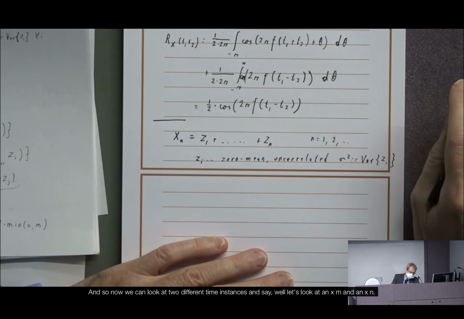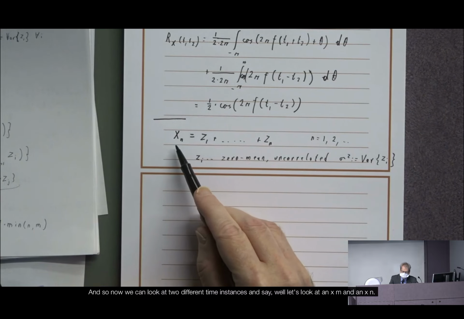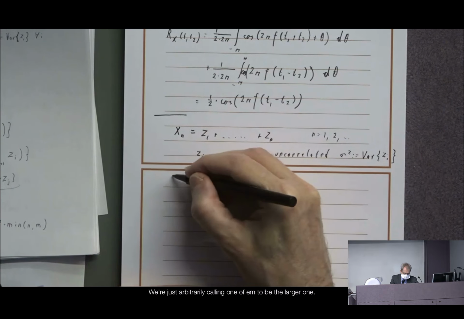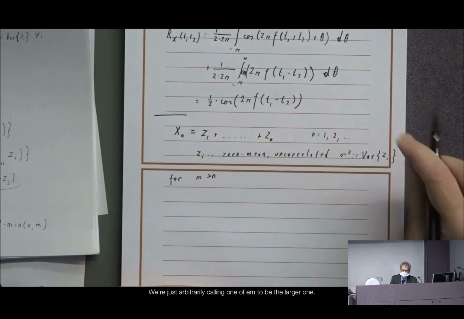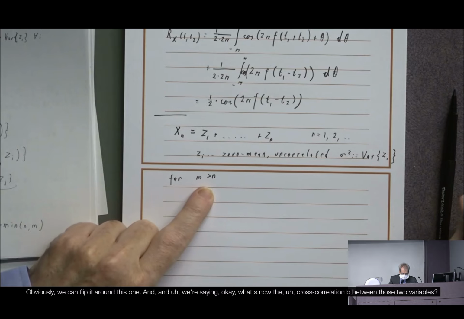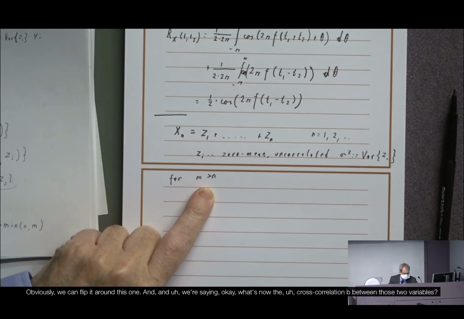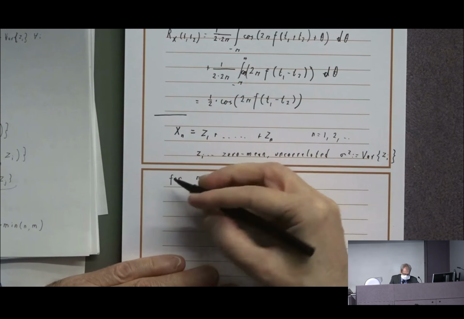So now we can look at two different time instances and say, well, let's look at an xm and an xn. We're just arbitrarily calling n or m the larger one. Obviously, we can flip it around. And we're saying, okay, what's now the cross correlation between those two variables? So how do we solve this problem?